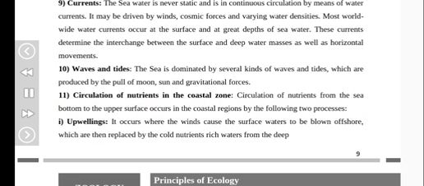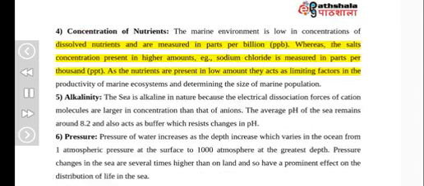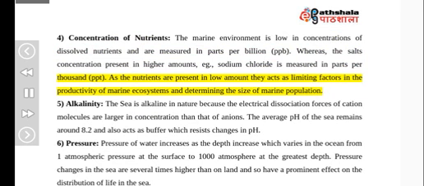Concentration of nutrients. The marine environment is low in concentrations of dissolved nutrients, which are measured in parts per billion (ppb). Whereas the salts present in higher amounts, e.g., sodium chloride, are measured in parts per thousand (ppt). As the nutrients are present in low amounts, they act as limiting factors in the productivity of marine ecosystems, determining the size of marine populations.